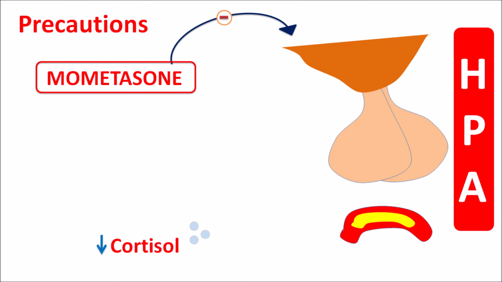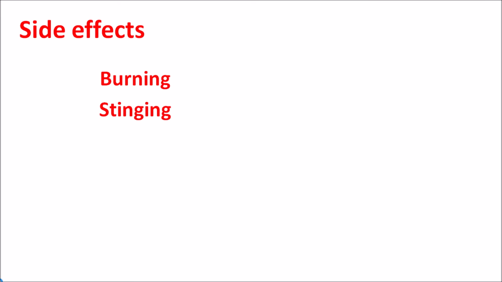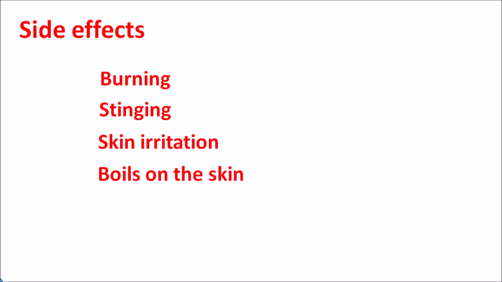For instance, when this mometasone is applied at a high dose such as 15 grams twice daily, then it can produce significant suppression of the HPA axis. But such a dose is not applied at therapeutic level. So at normal doses, this drug may produce less HPA axis suppression. Now let us see the side effects of this drug. Mometasone furoate can produce local reactions resulting in burning, stinging, skin irritation, boils on the skin, and contact dermatitis can be produced by this drug.